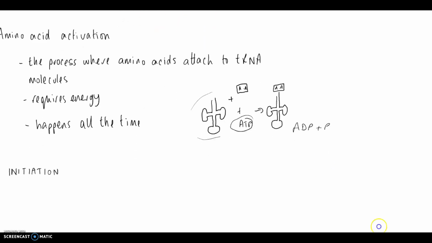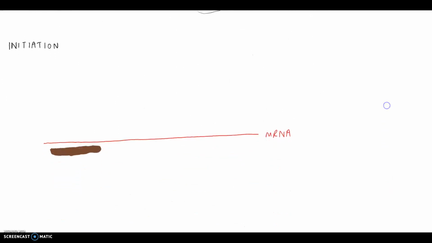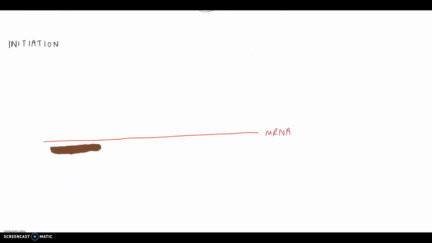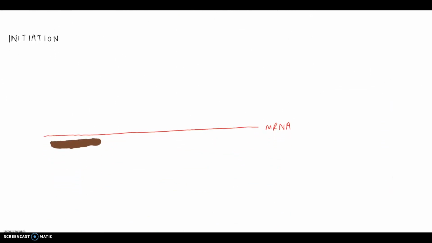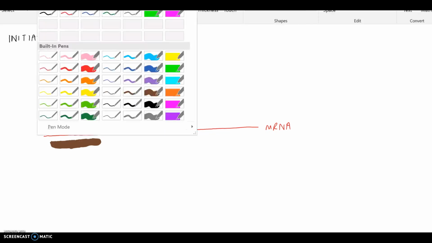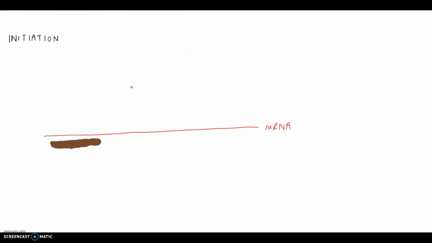Okay, so the process of translation starts with initiation, and in initiation what happens is the mRNA goes into the cytoplasm where the small ribosomal subunit will attach to it and will move along it until it finds the start codon.